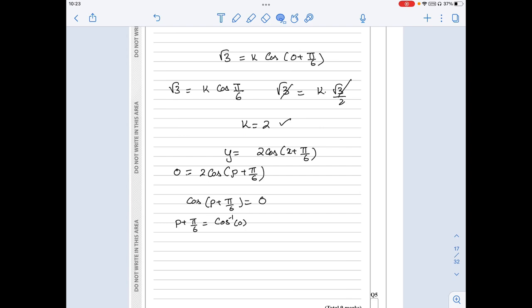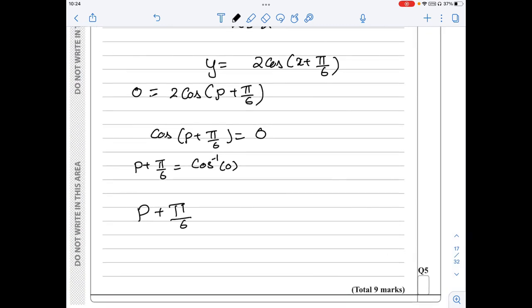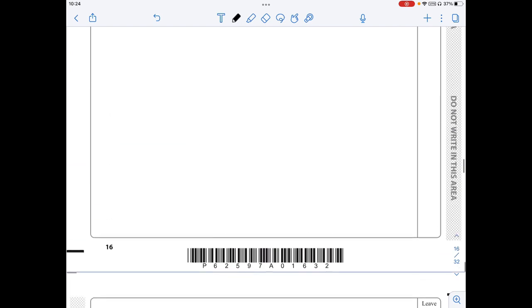So cos inverse 0 equals to nothing but how much? Pi by 2. So I am going to write it as p plus pi by 6 equals to 2n pi plus or minus pi by 2. General solution for cos is 2n pi plus or minus pi by 2.